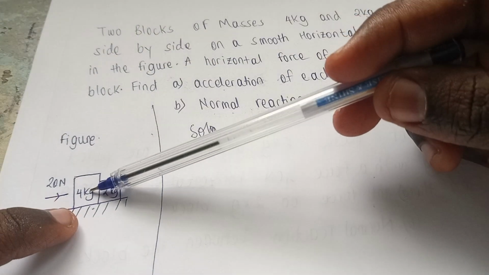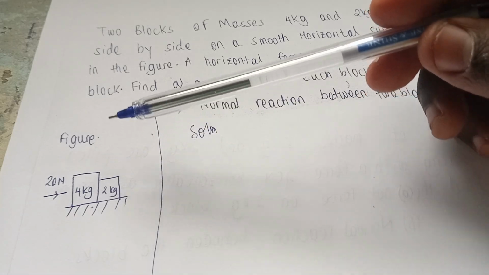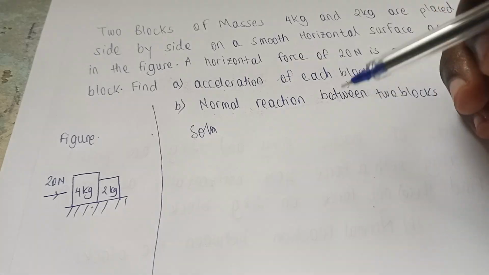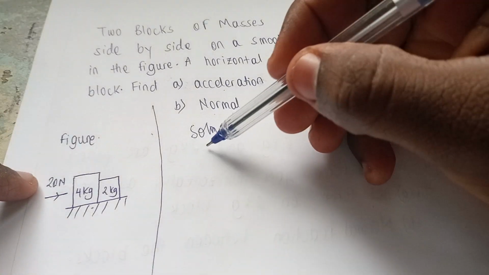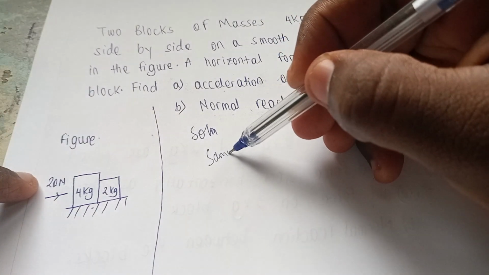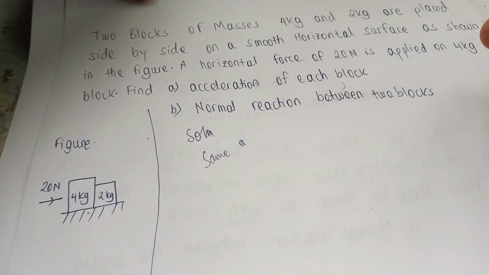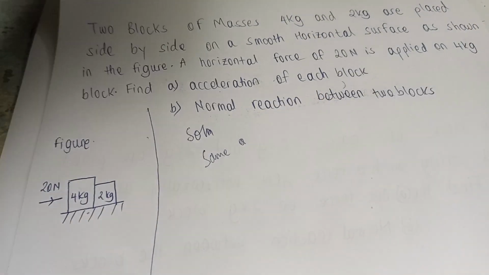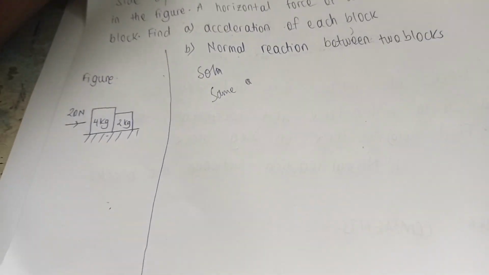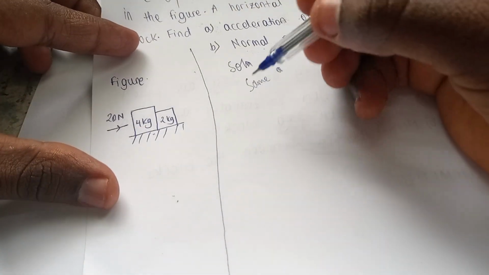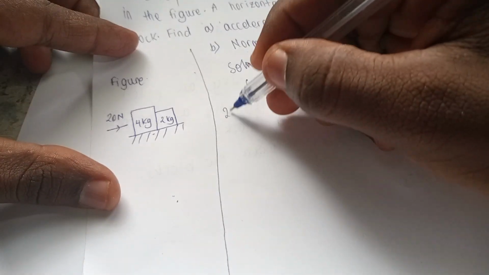That means this 4 and 2 will behave as a 6 kg mass, right? I need to find the acceleration in each block. That means the acceleration will be the same, so they'll have the same acceleration. Let me call it A, right? Okay, same acceleration A.